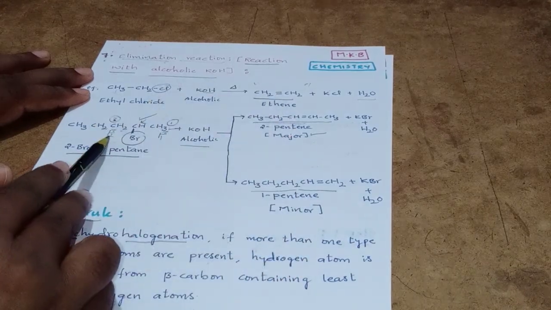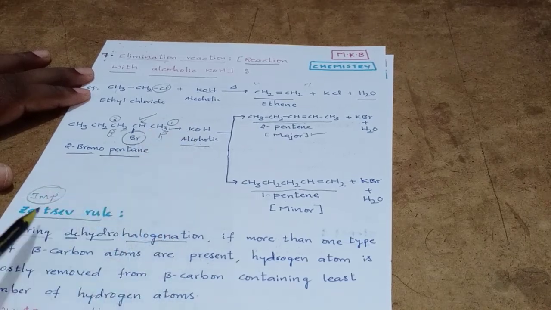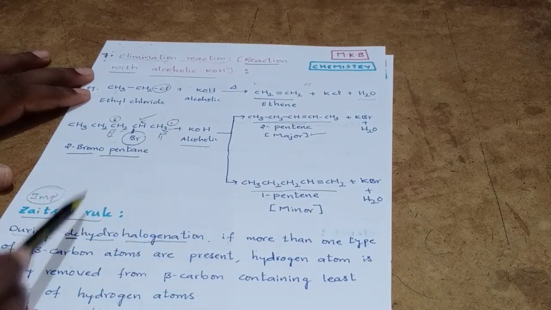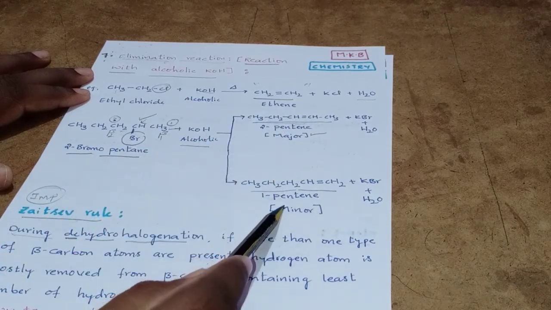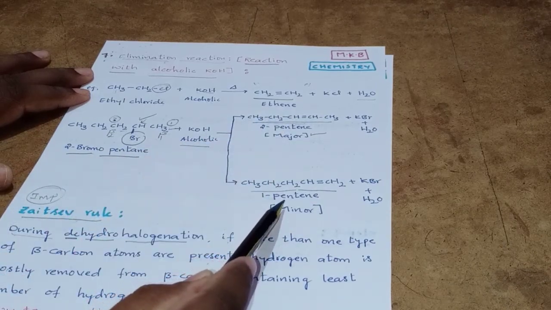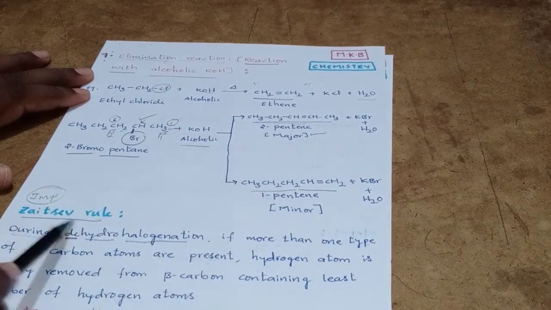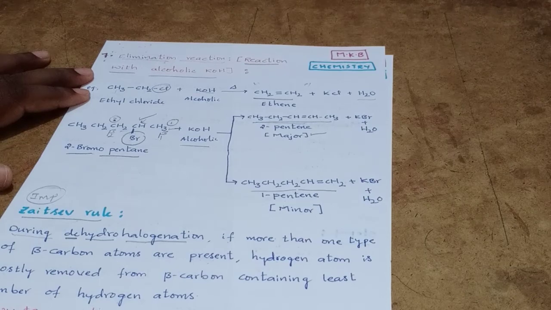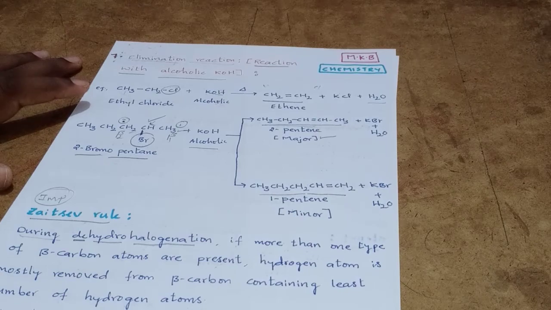In case we have different types of beta carbon atoms, then the reaction follows Zaitsev's rule. For example, 2-bromopentane, in which 2-pentene and 1-pentene are formed as the products, the major product is 2-pentene according to Zaitsev's rule. Finally, Wurtz reaction. Alkyl halides are treated with sodium metal in the presence of dry ether to form a hydrocarbon. So this is about the chemical properties of alkyl halides.